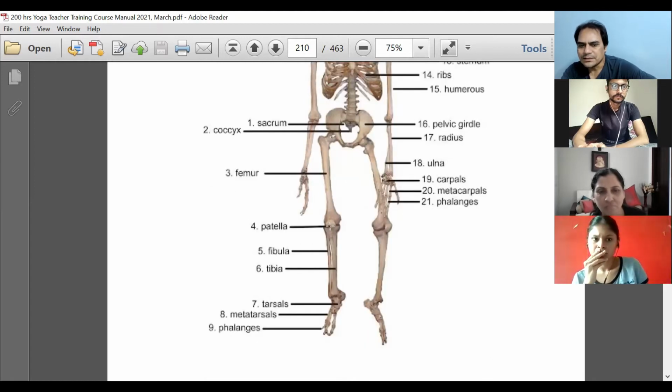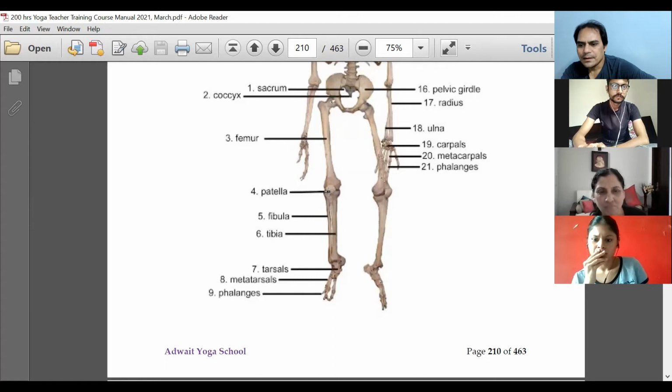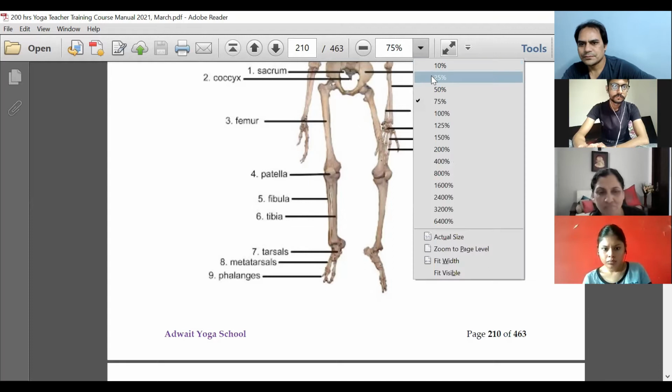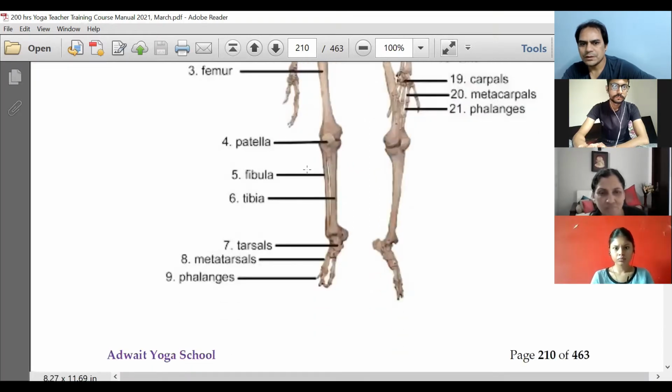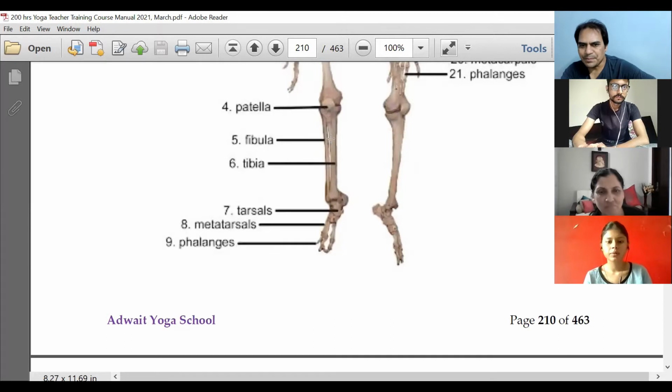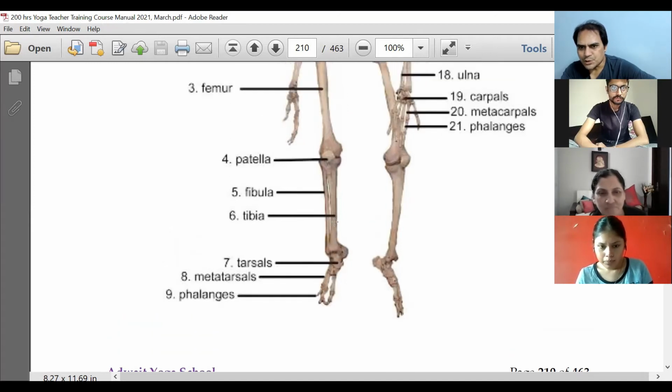Then there is the patella, the kneecap, then the fibula and tibia. Fibula and tibia are two bones in our legs. Can you see the gap between these two bones? Then there are the tarsals, metatarsals, and phalanges. There are three bones. And the same types of bones are also in our hands.